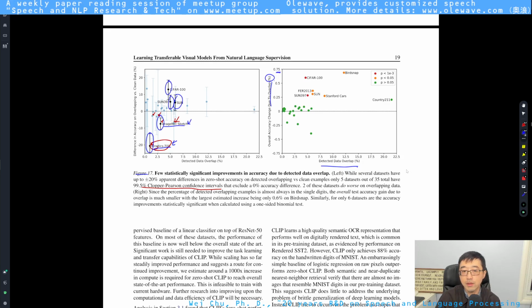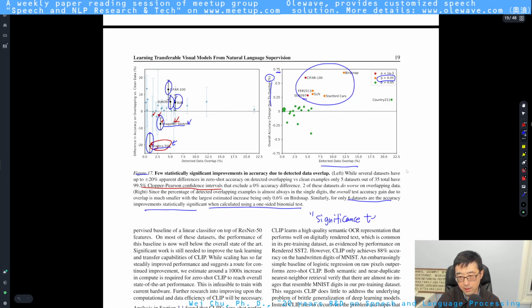So yeah, what they're suggesting is that only for 6 datasets is the accuracy improvement statistically significant when calculated using a one-sided binomial test. I think what they're mentioning is these 6. You see, for those 6, all the p-values are less than 0.05. That's the standard value of p, right? It's less than 0.05, so that means the improvement is significant. Clear? If you don't know what this is about, you can check keywords like significance testing. Just search this. You will find some tutorials on this.